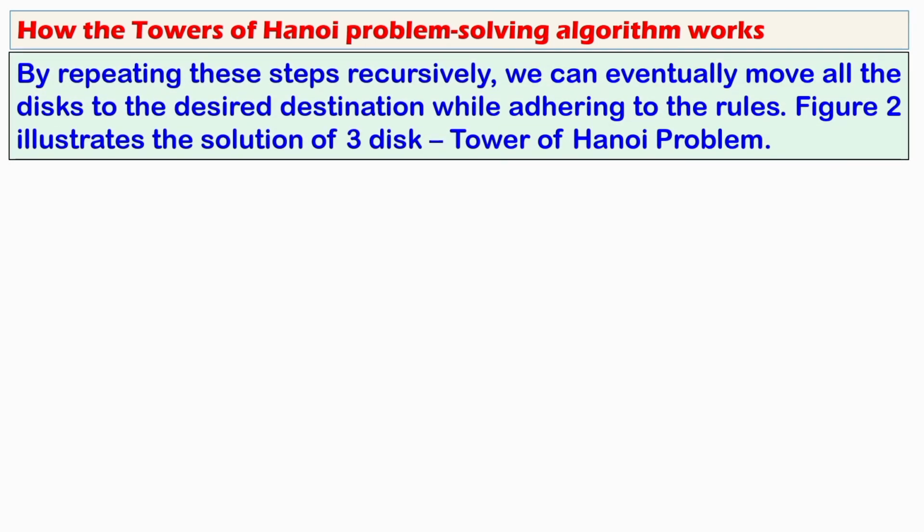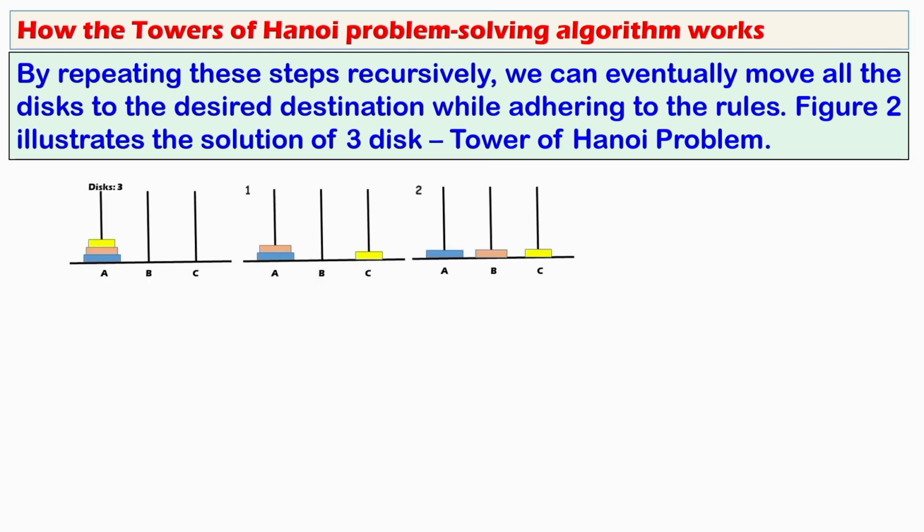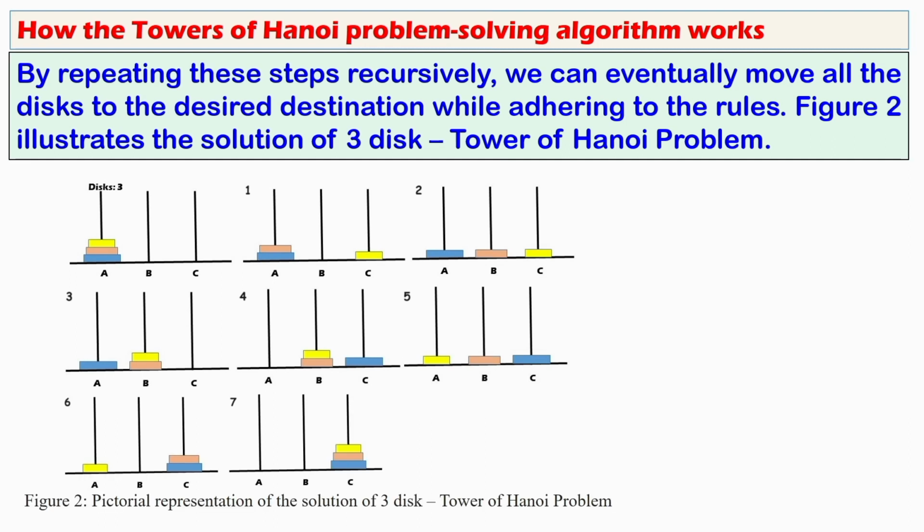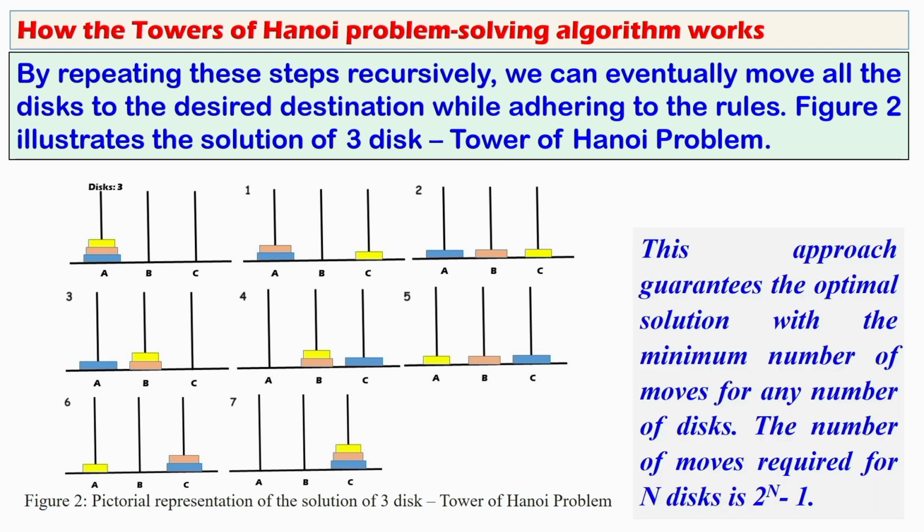By repeating these steps recursively, we can eventually move all the disks to the desired destination while adhering to the rules. Figure 2 illustrates the solution of the 3-disk Tower of Hanoi problem. So here n is equal to 3. Now figure 2 is a pictorial representation of the solution of the 3-disk Tower of Hanoi problem.